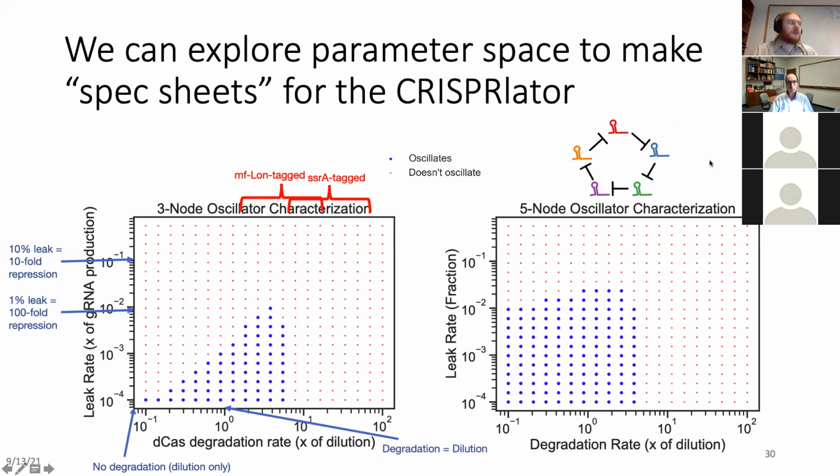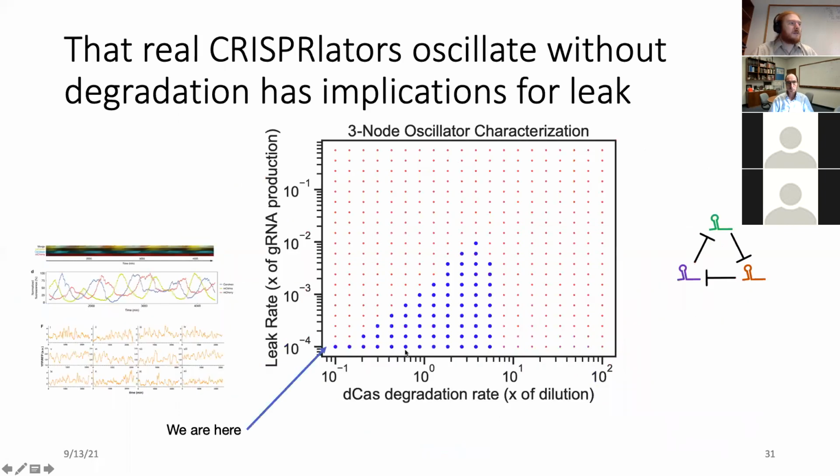Now, I've already shown you that there exist real instantiations of the 3-node CRISPR oscillator, and notably, none of them added degradation tags to their Cas9, and yet they oscillate. Maybe weakly, maybe messily, but they do oscillate, which suggests that if this model is reasonably accurate, we have to be down here in this corner where there's no degradation and almost no leak. That's kind of interesting because, again, the only experimental bound we have on leak is that it's not more than a few to 10% up here.